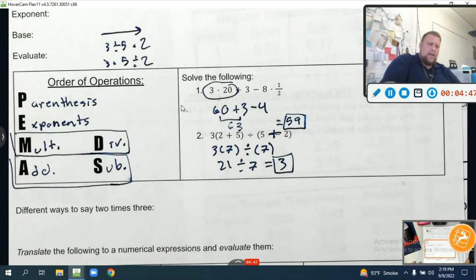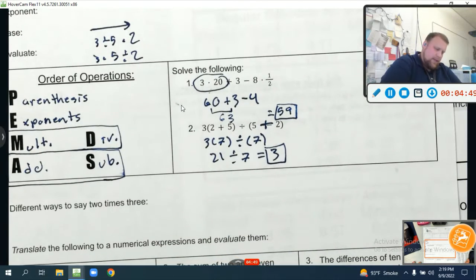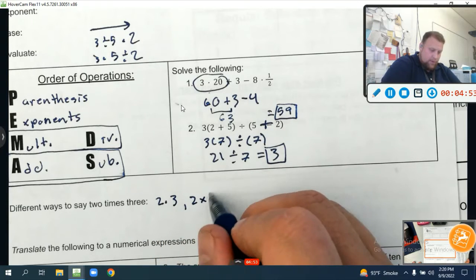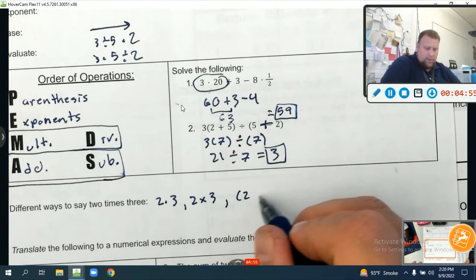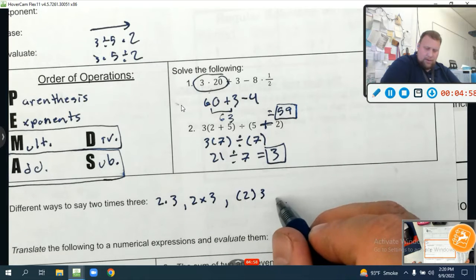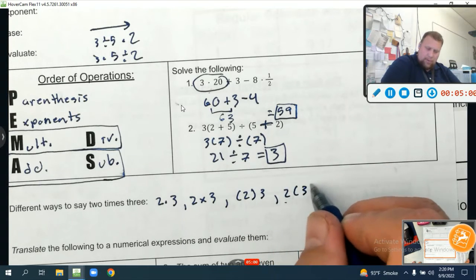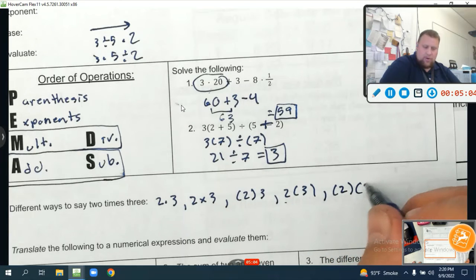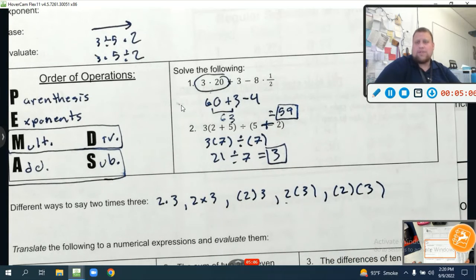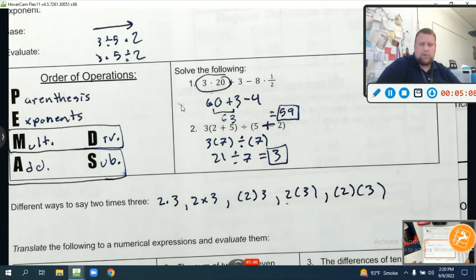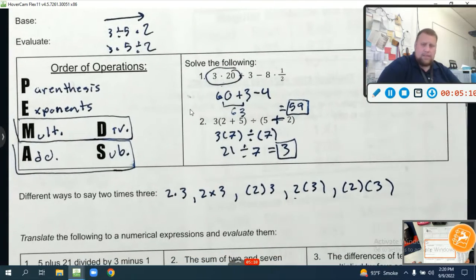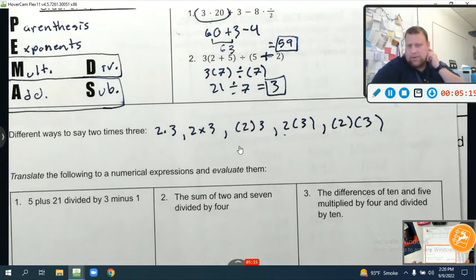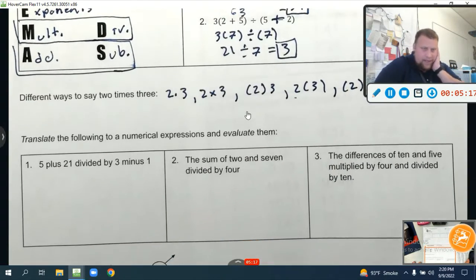Boom. Take that in. Different ways to say 2 times 3. Well, there's always 2 times 3, or I could say 2 times 3 in parentheses, or 2 times 3 in parentheses. If I want to get really crazy, all the cool kids, 2 and 3 in parentheses, because parentheses next to parentheses is multiply. Awesome. Again, as I'm going fast, because this is a video, just pause as needed.